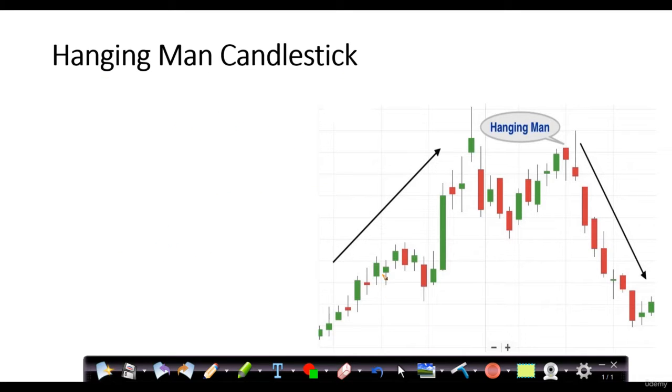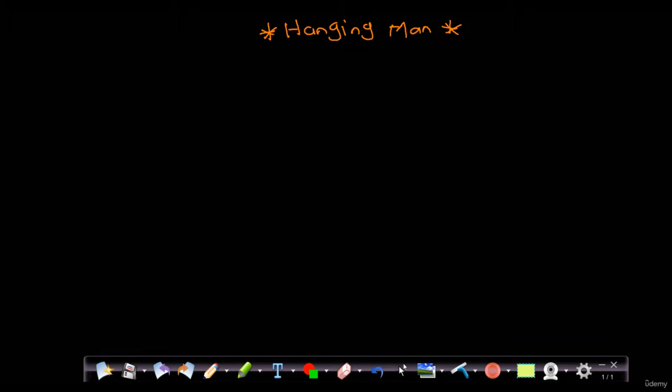Now we are going to discuss the hanging man. Hammer looks like this, but the hanging man is exactly opposite to the hammer. Let's discuss how a hanging man is created. Wait, I will show you the hanging man example from the basics. Suppose price opened at 100 rupees, right? Price opened at 100 rupees and the market moved upside because of the buying pressure.